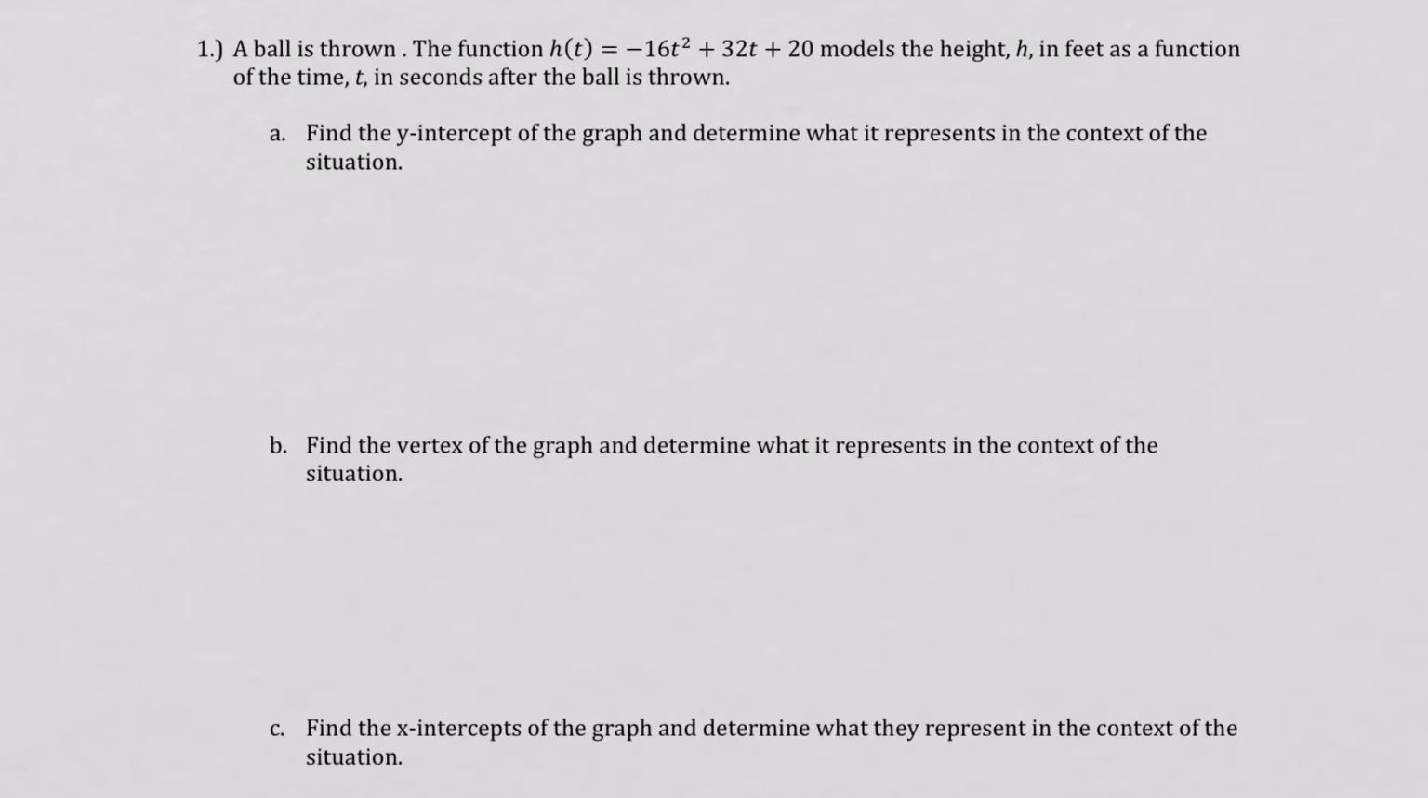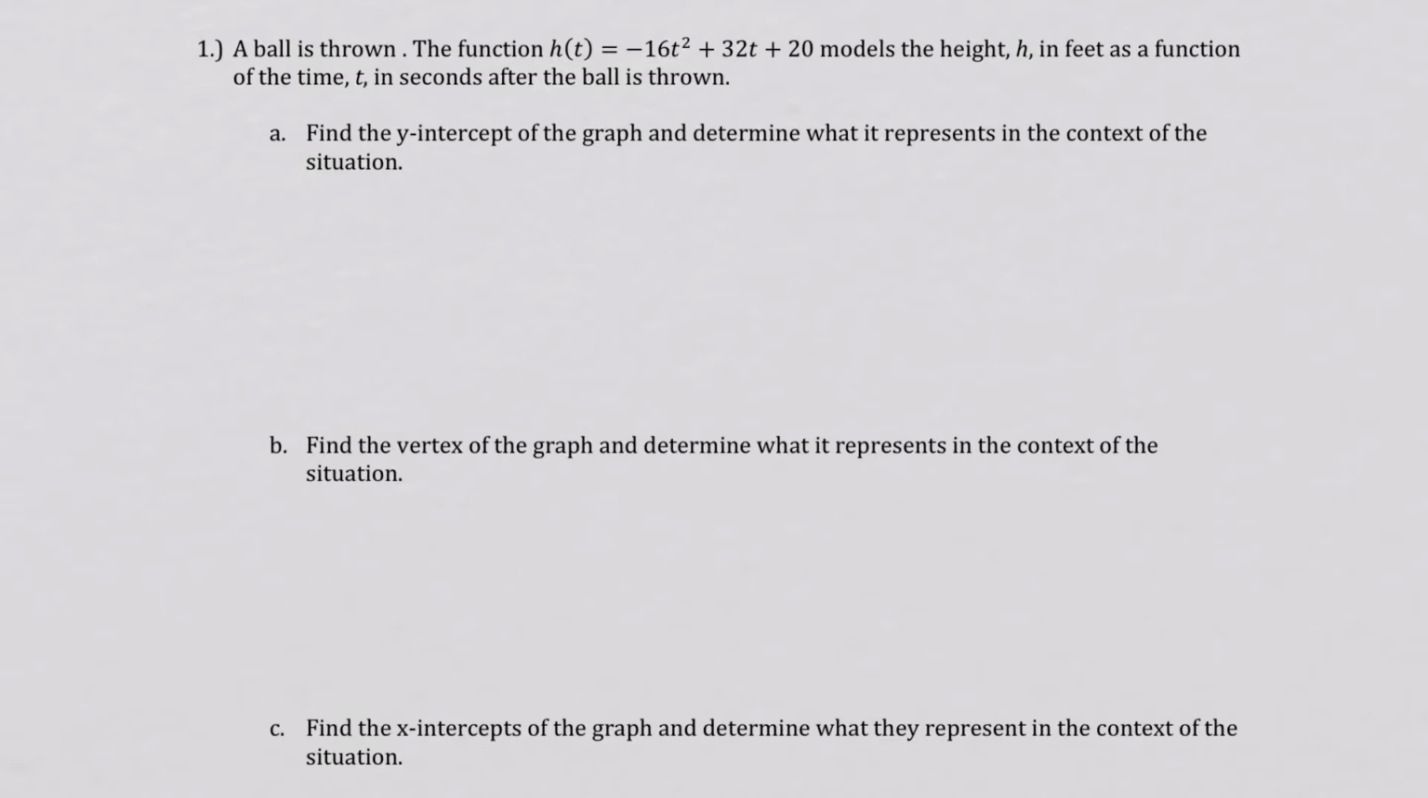The function h of t equals negative 16t squared plus 32t plus 20 models the height h in feet as a function of the time t. So h is the height in feet and t is the time in seconds after the ball is thrown. Part A, find the y-intercept of the graph and determine what it represents in the context of the situation.